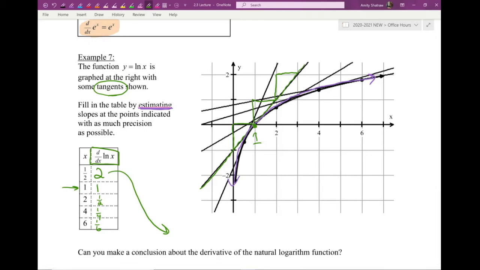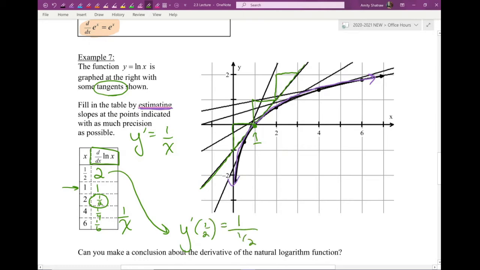And I'm also going to ask you, what do you think might happen at 1/3? Let me show you. What I can see right here is that this is 1 over x, right? 1 over 2, 1 over 4, 1 over 6. That's got to be my derivative, meaning y prime is going to be 1 over x. So if that's true, what would happen if I plugged in a half? So y prime of 1/2 would end up being 1 divided by 1/2.